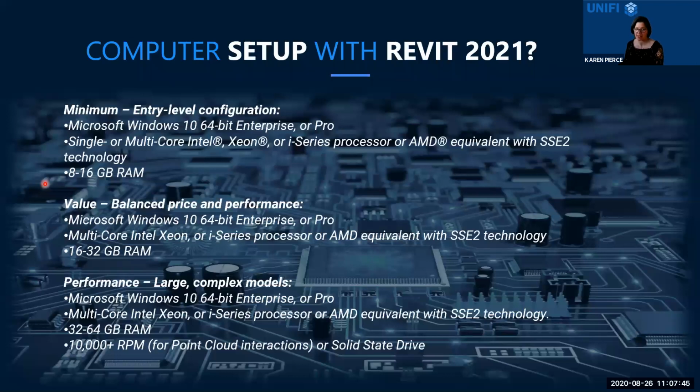I have actually found that minimum doesn't even cut it. I've worked on minimum-based computers, and while I can install Revit, I might be able to do something like a simple house. When it comes to actually working on projects, it's darn near impossible. And I can talk to a few more questions and details on that a little bit later. I've really worked on only value and sometimes even performance level computers.